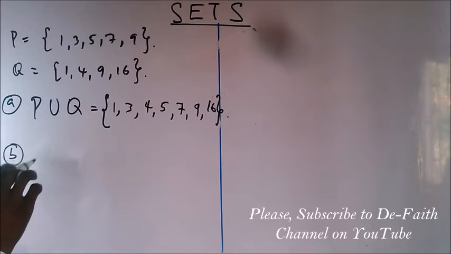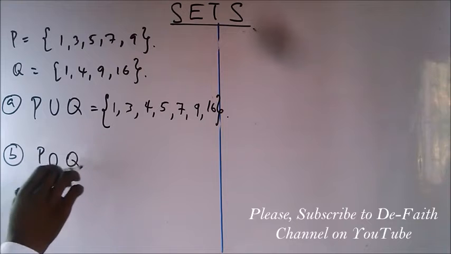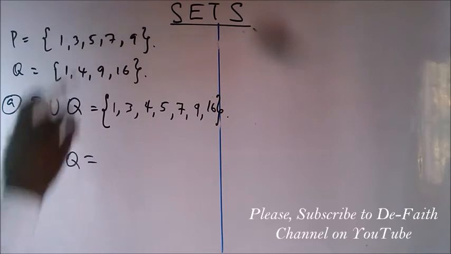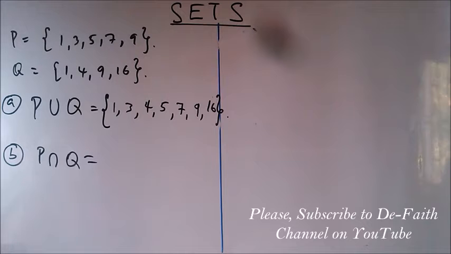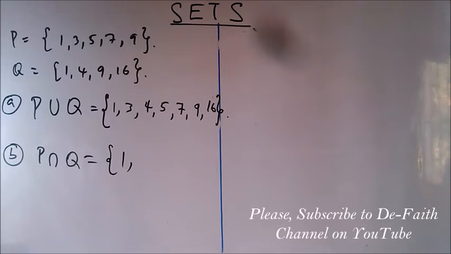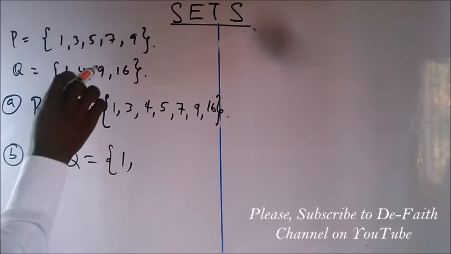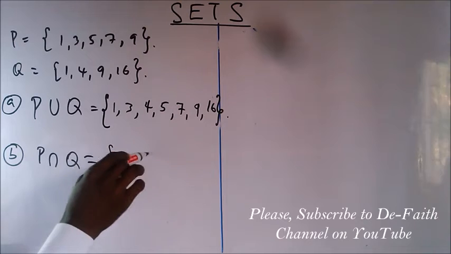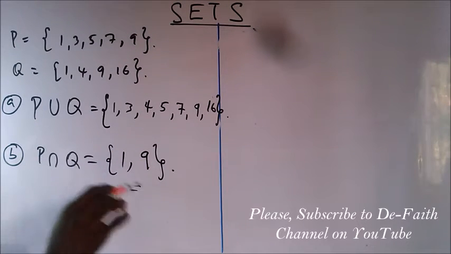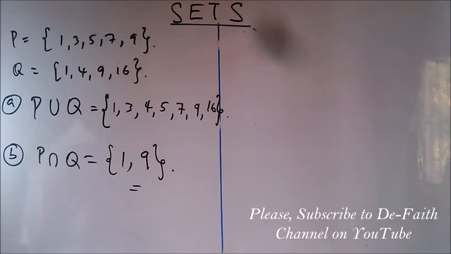B part says P intersection Q. What does intersection mean? It means what do they have in common? When we take a good look at this, 1 and 1 can be found here, so they have 1 in common. What else do they have in common? We have 9 here and we have 9 here, so 9 is also in common. This is what P intersection Q stands for.